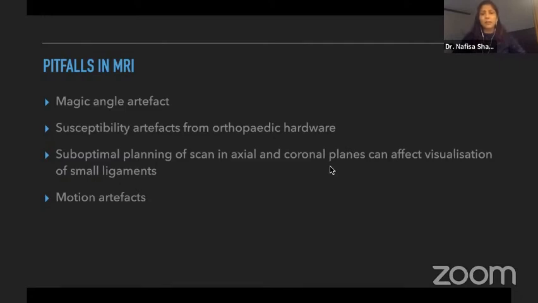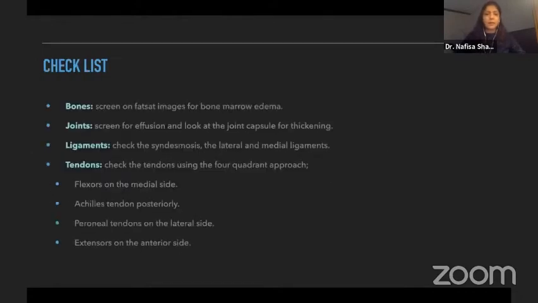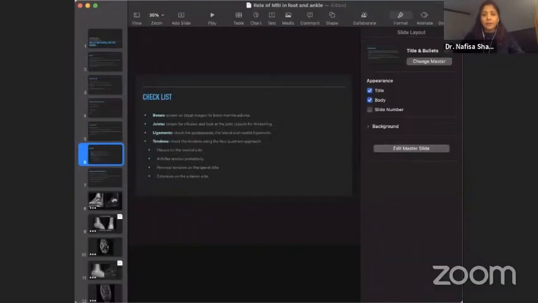And of course, any other artifact like motion artifacts, or any other contraindications to MR that the patient may have, maybe claustrophobia, or a pacemaker, etc. That's something to be careful about. When we look at the MR, everyone has a certain checklist. You could either go inside out, see bones first, and then look at ligaments and then tendons, or you could have a quadrant sort of approach, but that is really an individual's prerogative. So we'll just look at how this is done, and I'll show you.